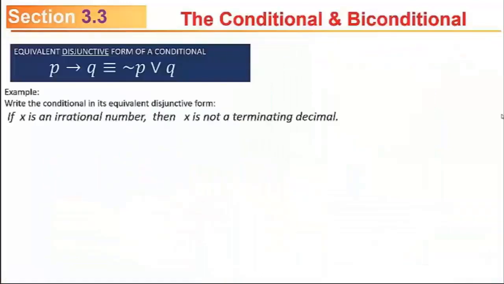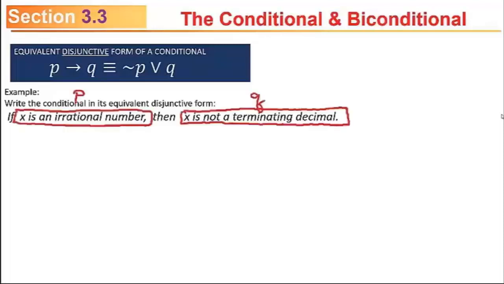Let's do another example with the disjunctive form of conditional. What if I ask you to write the conditional in its equivalent disjunctive form? If x is an irrational number, then x is not a terminating decimal. Just proceed as before. The x is an irrational number is the p. X is not a terminating decimal is q.